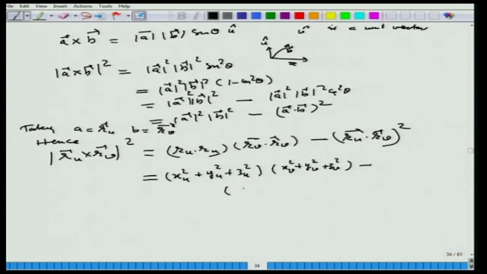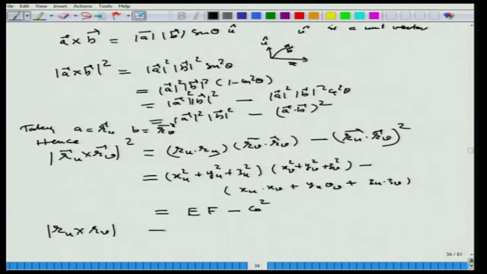x u times x v plus y u times y v plus z u times z v, whole square. This is what we got, which we denote as E, this as F, and this as G, so this is minus G square. So E F minus G square. Therefore, we get the absolute value of R u cross R v as the square root of E F minus G square. So this is E, this is F, and this is G square, and that is what we have here.